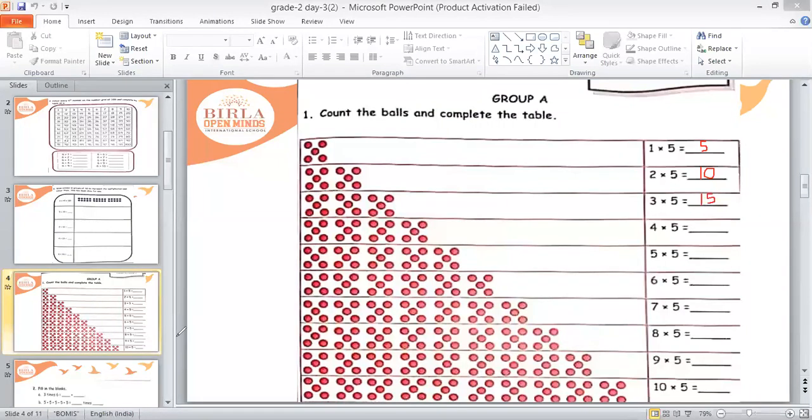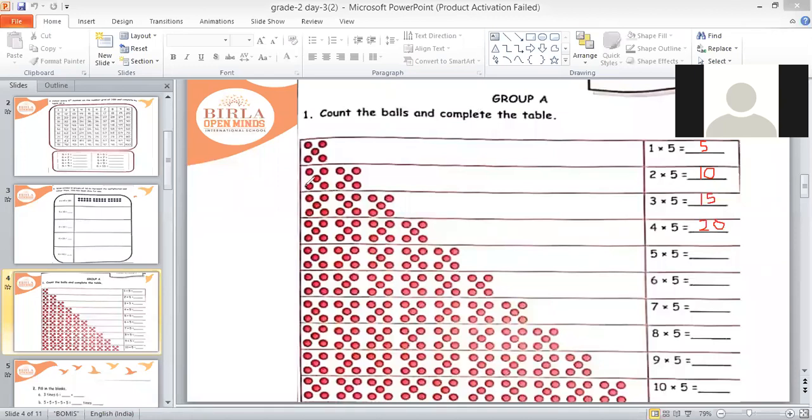Ashrit? Ashrit Rao? Yes, ma'am. Next one. Count the balls. How many balls are there? Fourth one. Quickly. 1, 2, 3, 4, 5. 6, 7, 8, 9, 10, 11, 12, 13, 14, 15, 16, 17, 18, 19, 20. Yeah, 20. So in the next one, 20 balls are there. Okay, that's correct.